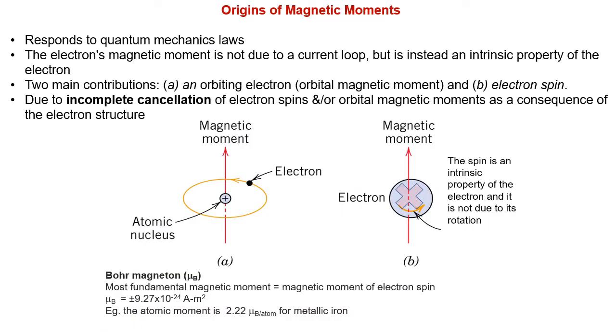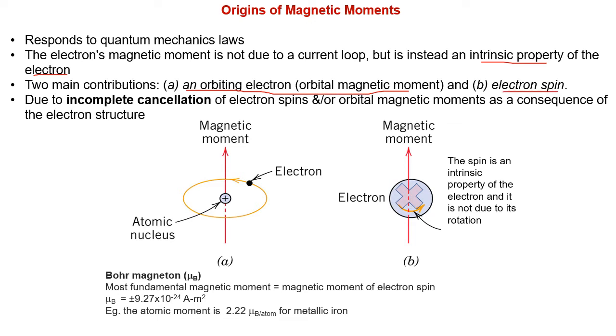Origins of magnetic moments. To know in detail about the origins of magnetic moments, we must resort to quantum mechanics. The electron's magnetic moment is not due to a current loop, but is instead an intrinsic property of the electron. There are two main contributions. The first one is the orbiting electron, the orbital magnetic moment, and the second is the electron spin.